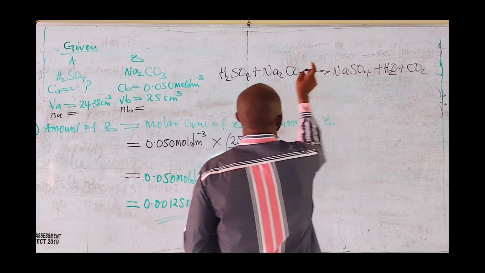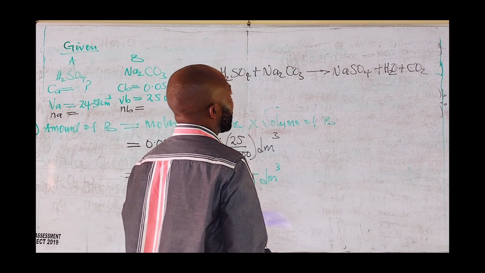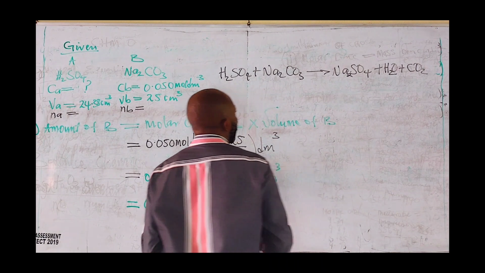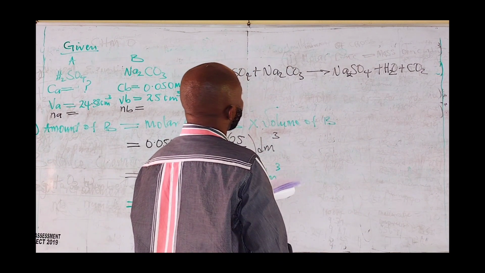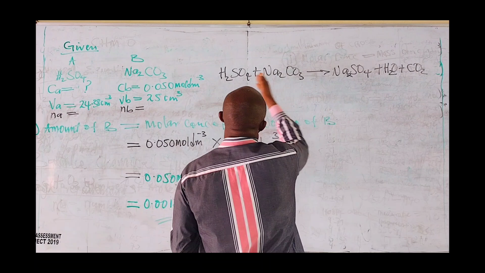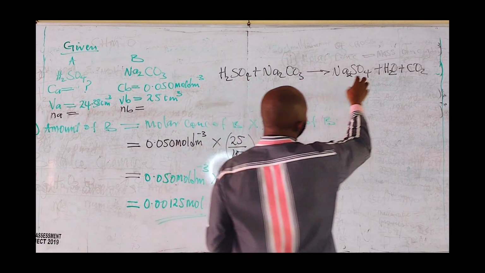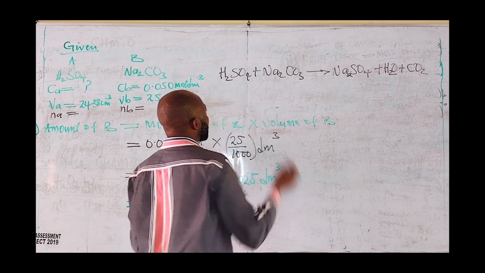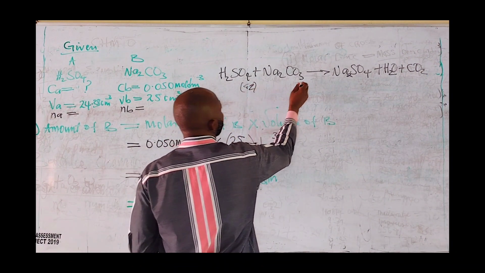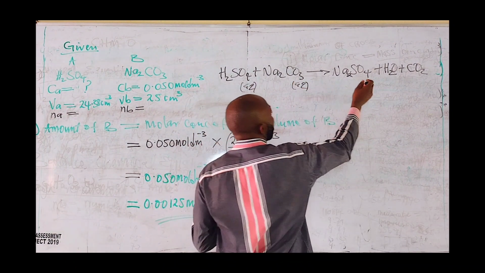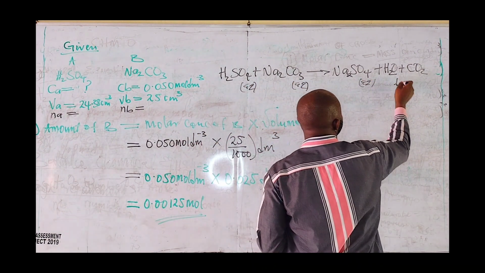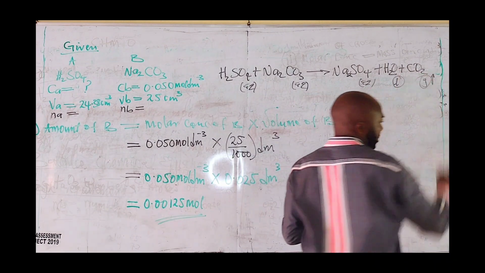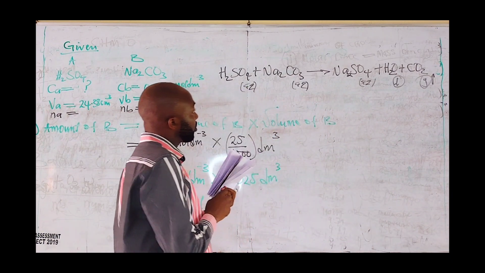We have 2 hydrogen, hydrogen is balanced. SO4, we have SO4, 2 moles of sodium. 2 atoms of sodium, so here we have to put 2. Carbon is 1. Oxygen is 3 plus 4, that's 7. So I have 4 here plus 1, 5 plus 2, 7. The state of the equation: this is aqueous, aqueous, liquid or solution, and this is gas. So the state of the equation must be known.